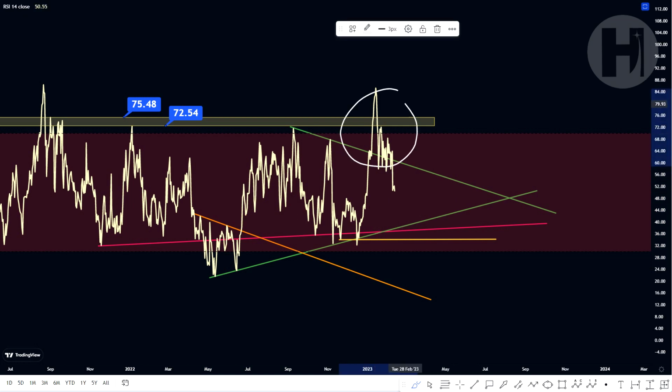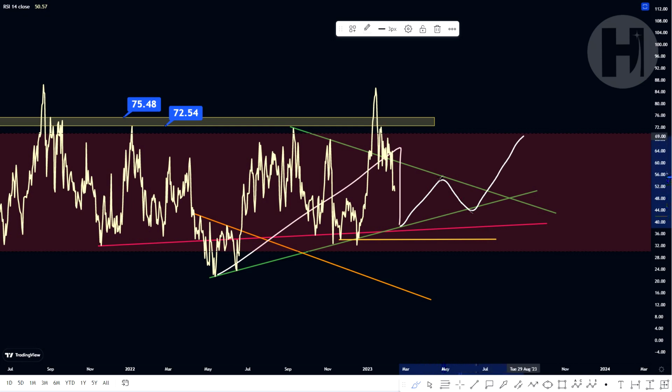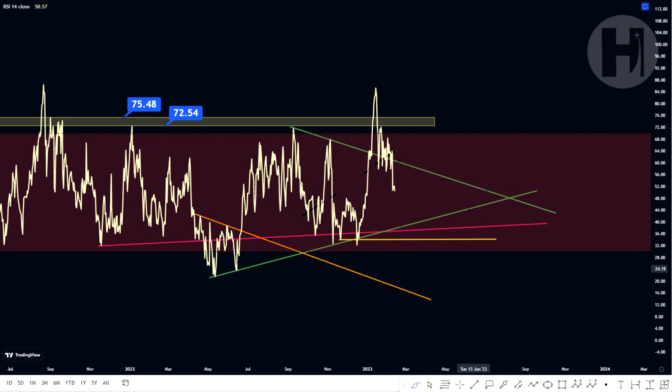And this could be considered a fake out. And potentially we're going to be coming back down to the green trend line, having a move to the upside into April, then a move to the downside into June, and then a breakout into August of 2023, which is typically where we see a move to the upside during summer.